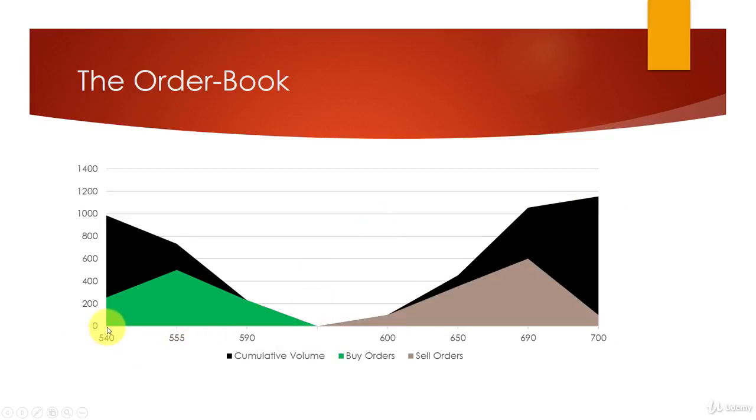And what that means is, if you look at the buy orders, then maybe someone is trying to buy around 230 coins for a price of 540 and around 500 coins for a price of 555 and around, let's say, 220 coins for a price of 590. And the cumulative volume for 590 is the same because it's the first entry. For a price of 555, it's the volume of 555 plus the volume of 590. And for 540, it's the volume of 540 plus the volume of 555 plus the volume of 590.